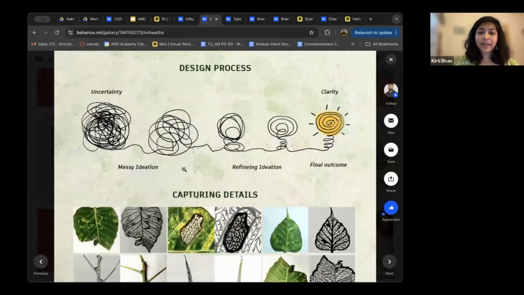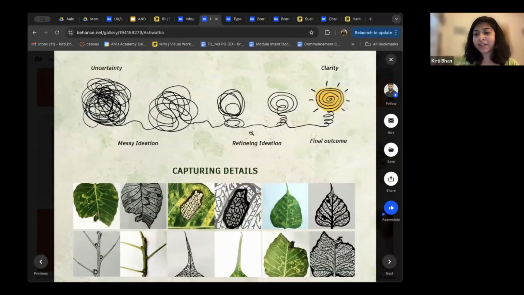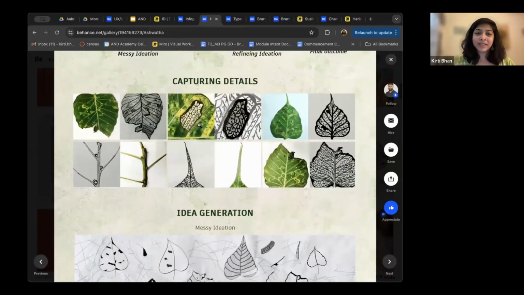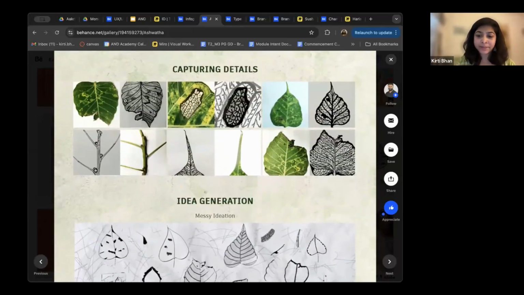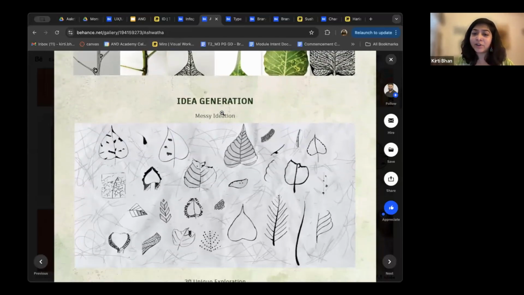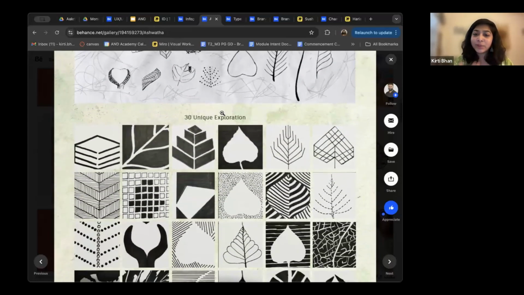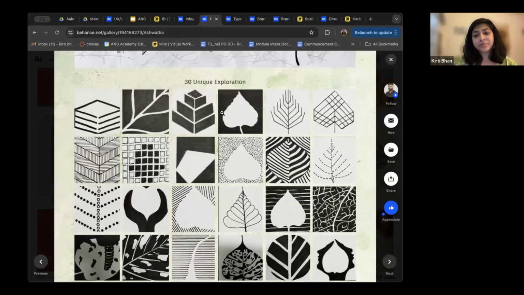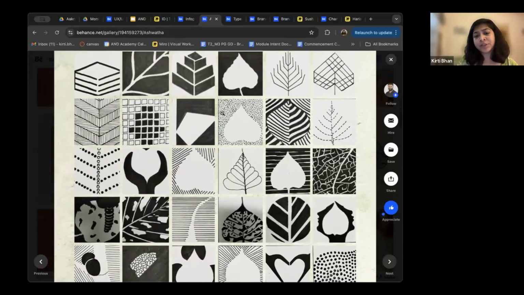So the design process again, like it's messy, refining, ideation, and then the final outcome. So capturing the details, like how you can see how it is kept side by side, how the details have been captured. Then some messy ideation, the idea generation. Then some unique explorations, some abstract explorations also.